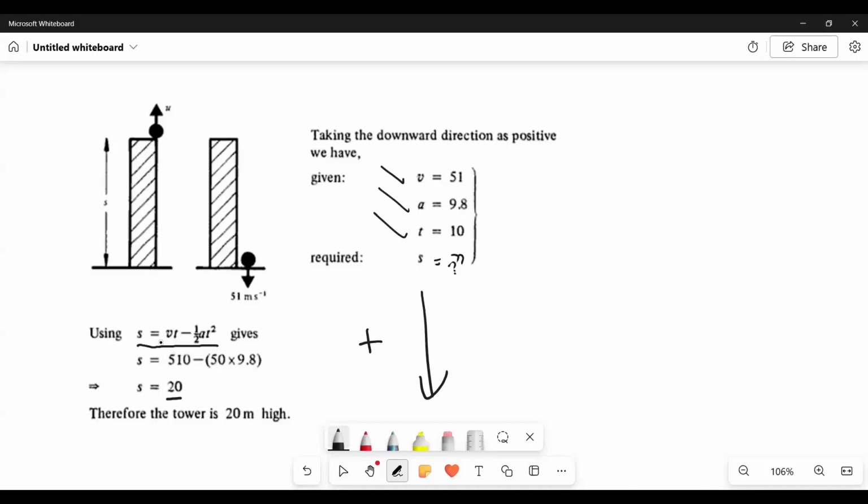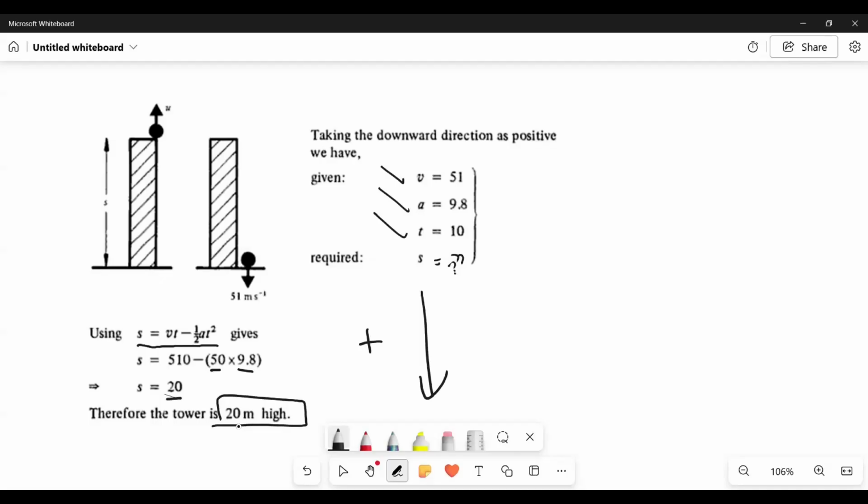So S equals Vt minus half AT squared. You substitute all the numbers. V by T, which is 51 by 10, 510, minus half A times T squared. So half by 10 squared. 10 squared is 100. 100 by half is 50, times A. And when we work out this, the arithmetic will tell us 20. So our tower so happens to be 20 meters high.